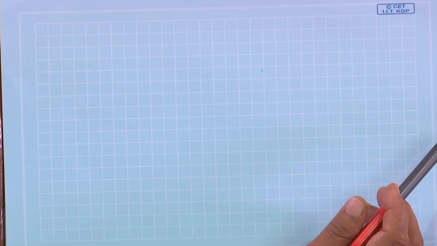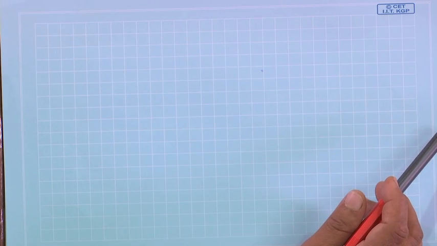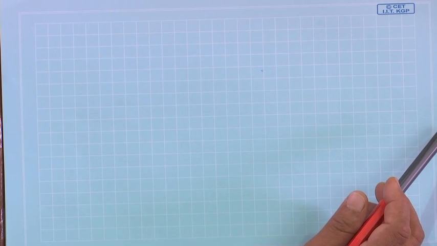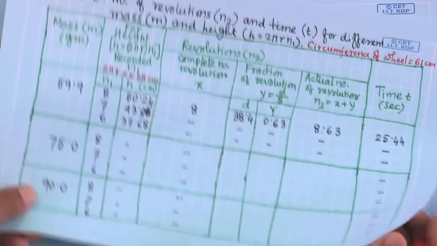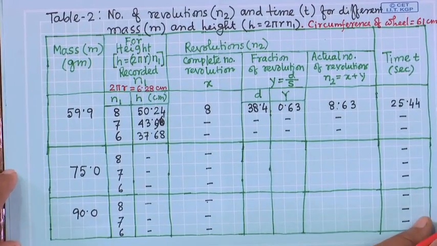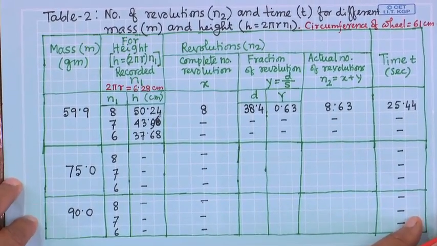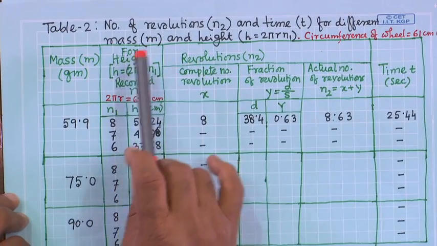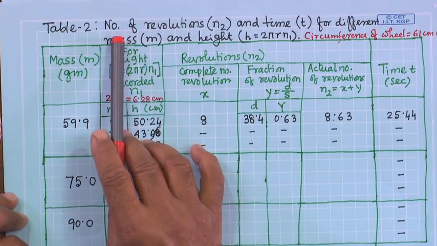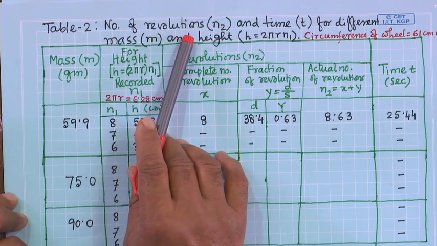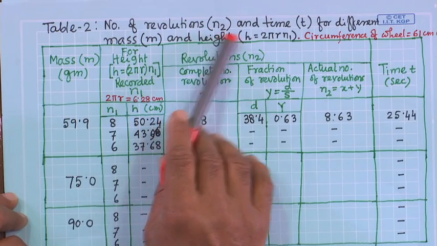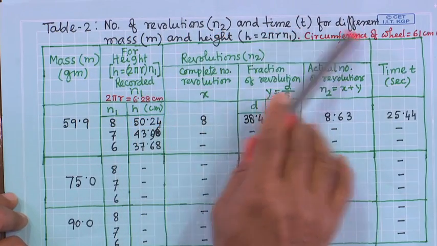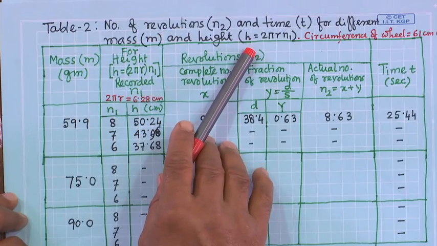Next, the main part of the experiment is table 2: the number of revolutions, that is n 2, and time t for different masses and heights.